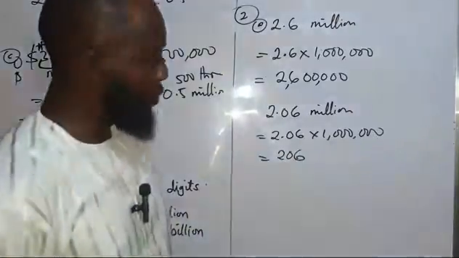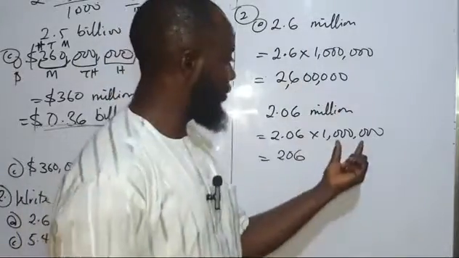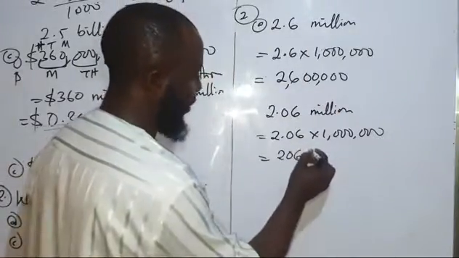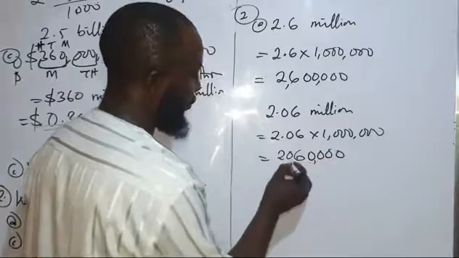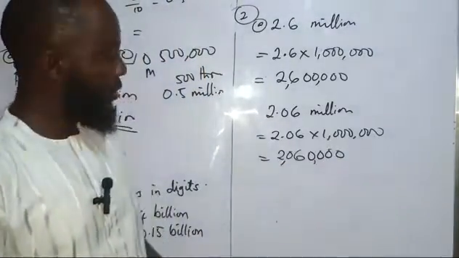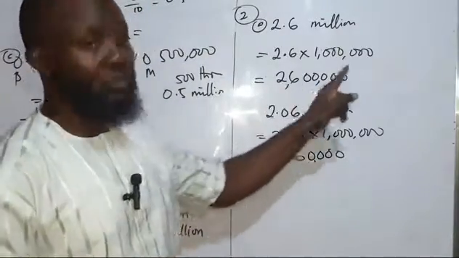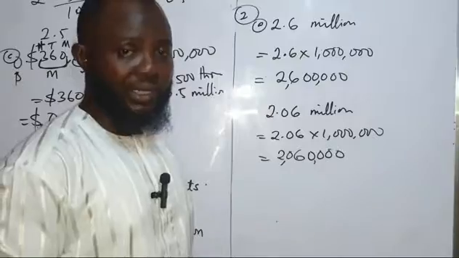Which means how many zeros am I going to cancel from this place? 1, 2. Cancel 2. How many zeros will remain? 4. I'll just add the 4 zeros. 1, 2, 3, 4. So this gives me 2,060,000 naira. It's quite different from 2,600,000. I hope this is very clear.